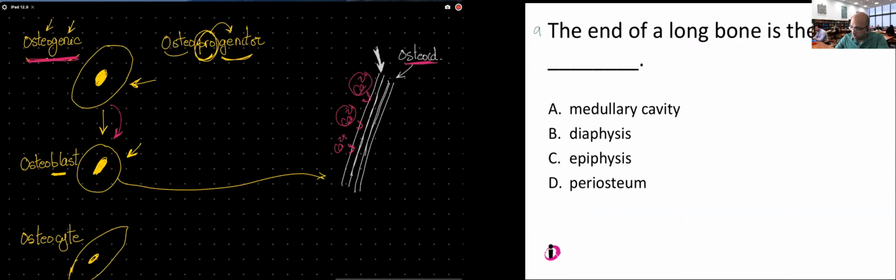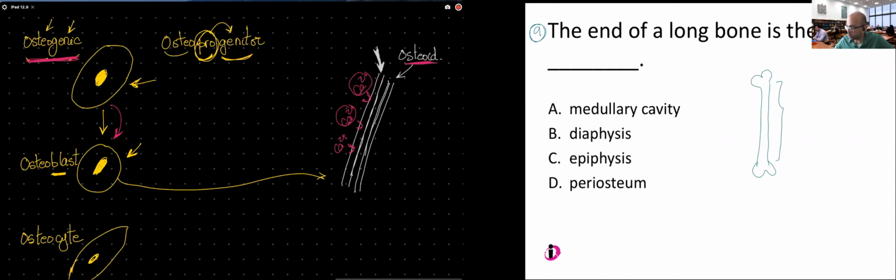For the in-class activity, can you answer this question here, number 9, for today's in-class activity? What do we call the end of a long bone? If you remember, a long bone is going to be formed of a proximal bulging part, a distal bulging part, and those two are connected by a shaft.